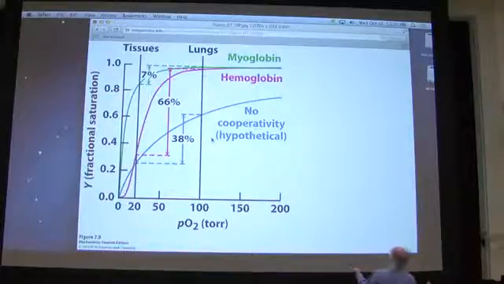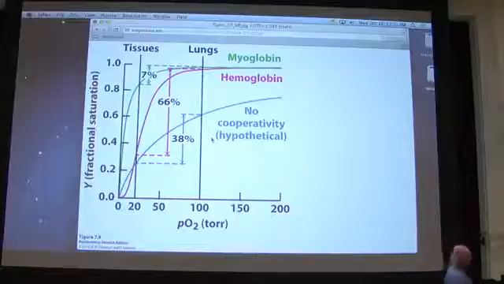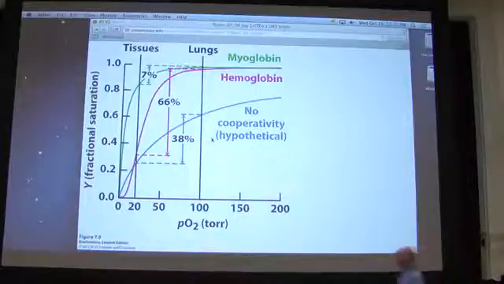The good thing is, in the concentration of the lungs, the oxygen concentration is high enough to basically load up hemoglobin. It's essentially 100%, just like myoglobin is up here, in the concentrations in the lungs. Very, very cool.